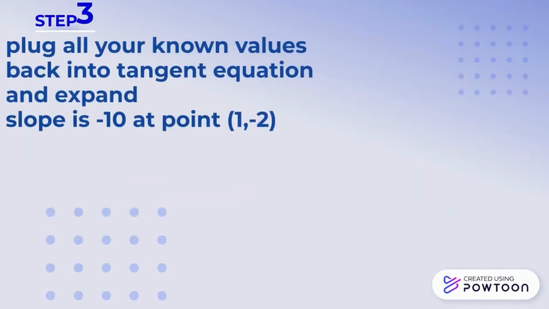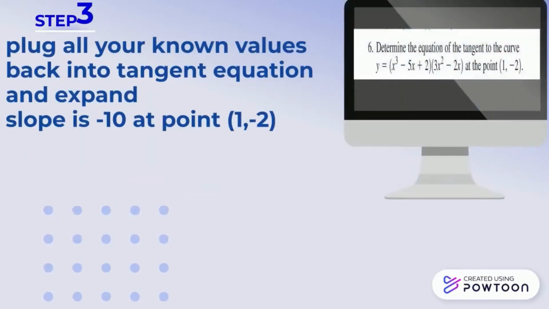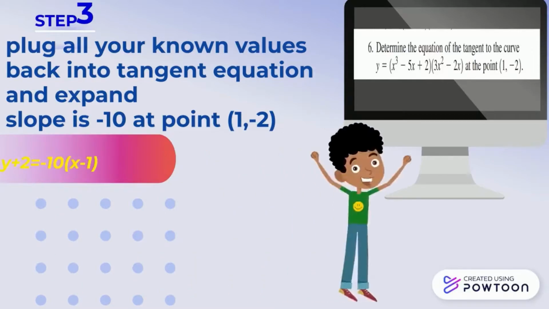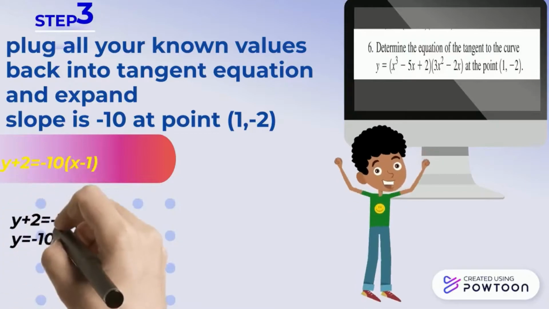So step 3, plug all your known values back into the tangent equation and expand. Slope is negative 10 at point (1, negative 2). The tangent equation will look like y plus 2 equals negative 10 times (x minus 1). Now you got to expand the equation and it will look like y equals negative 10x plus 8, and that's your answer.